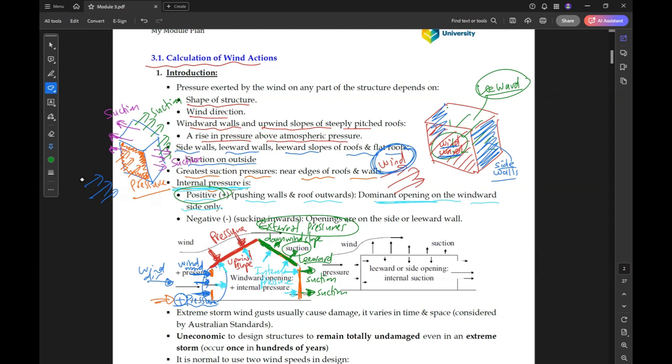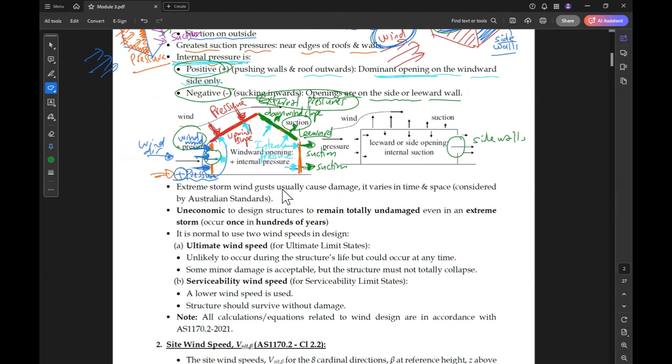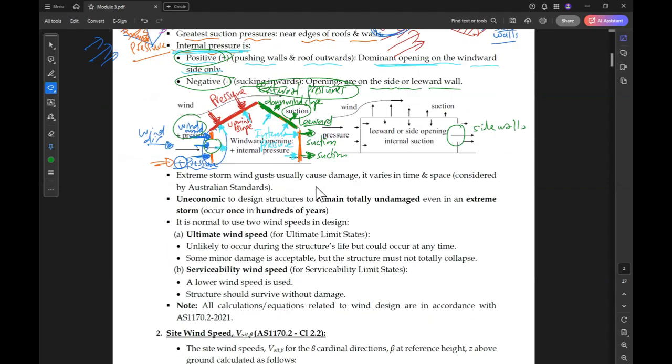Okay, the other option is negative, sucking inwards, when openings are on the side walls or leeward wall. So this is just a brief set of examples about the wind. It depends on the case of the opening. Here the opening was in the windward wall. Here the opening is in the side walls. We will see this in detail later.